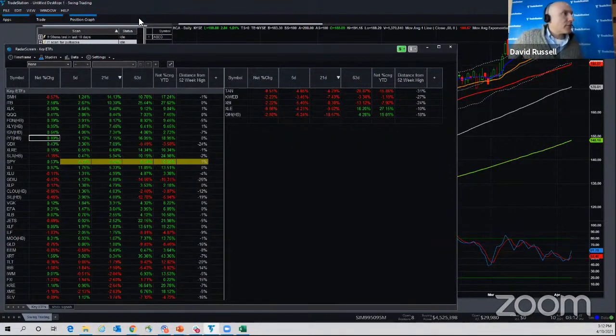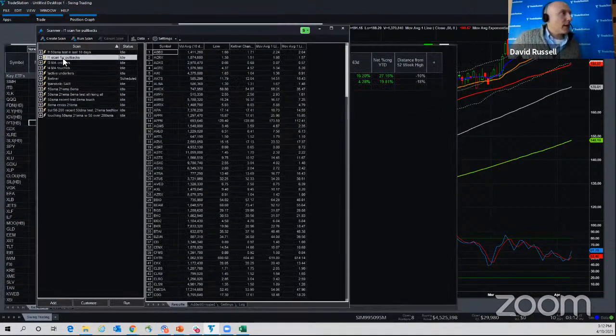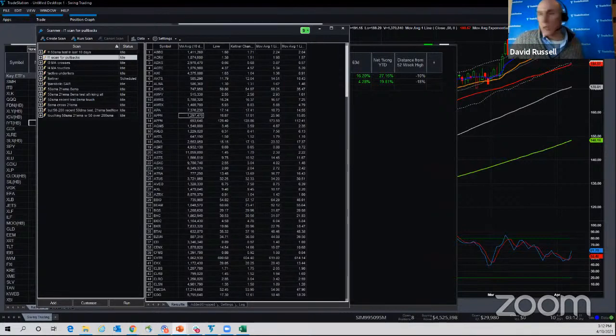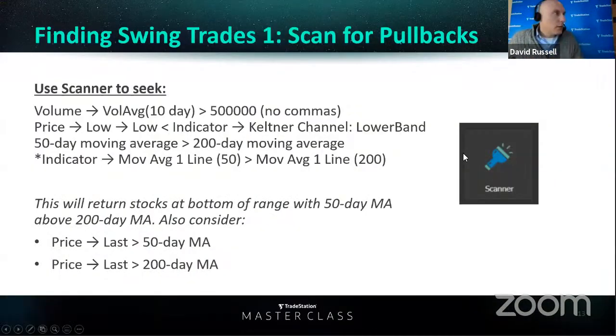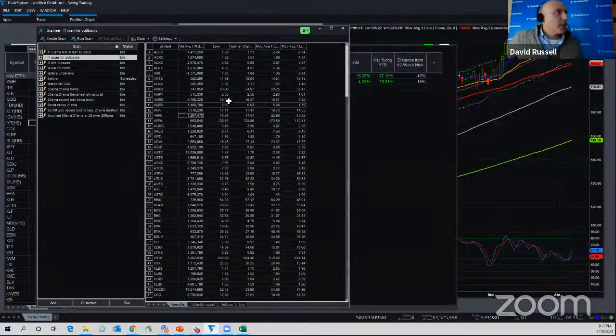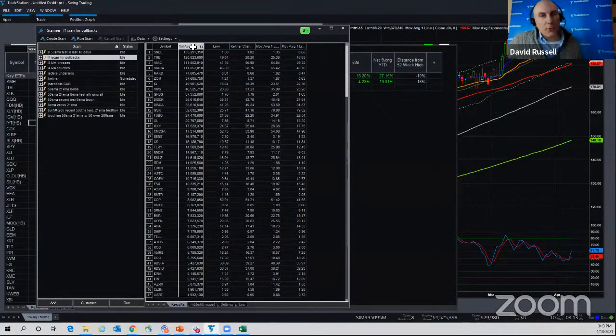Let's see if our scan finished. And it did. All right. Scan for pullbacks. Let's take a quick look at this before we go on. I'm going to go back now to scan for pullbacks. This is slide number 13. Here we go. Here it is. All right. So this is what we did. Let's take a look at the results it gave us. What I'm going to do is sort by average volume. That'll give me the biggest stocks first, most likely, that I might recognize.